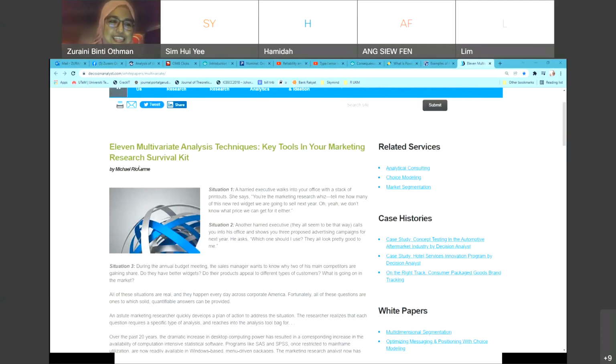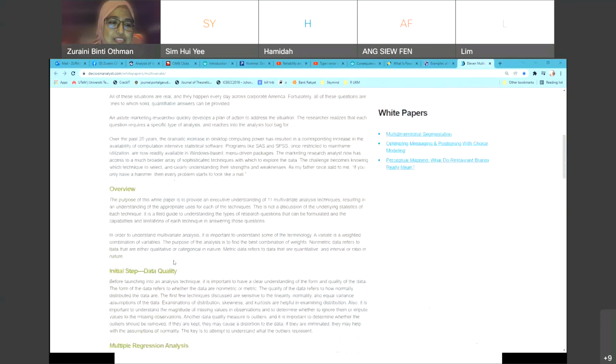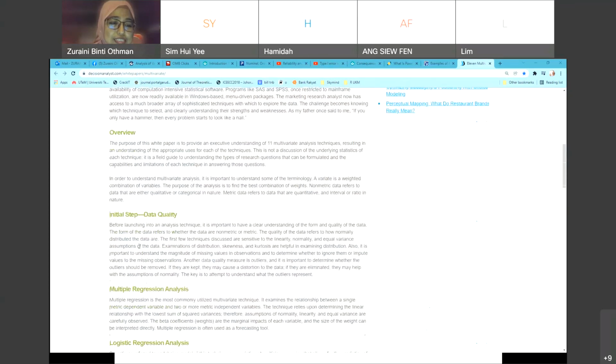Okay. This is 11 multivariate analysis technique, key tool in your marketing research survival kit. Okay, this is an overview and this is the initial step, which is data quality. We have to know our data first. We have to examine our data. Okay, after this, 9:23, so we will finish at 11 o'clock.